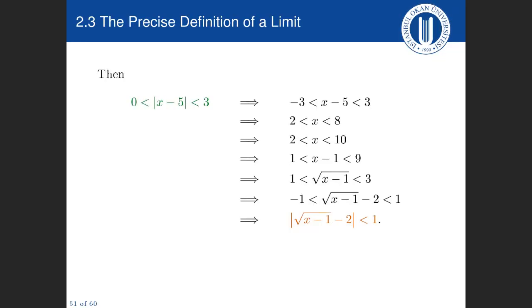Now note that if delta is equal to 3, then the calculation works. If the absolute value of x minus 5 is between 0 and 3, then that means x minus 5 is between minus 3 and 3, or x is between 2 and 8. Now, this is where we put in this extra bit or extra width that we didn't need on one side. If x is between 2 and 8, then it's also true that x is between 2 and 10. But then x minus 1 is between 1 and 9, square root of x minus 1 is between 1 and 3, and square root of x minus 1, minus 2, I'm sorry, is between minus 1 and 1. And we end up with the orange line. Absolute value of the square root of x minus 1, minus 2 is less than 1.